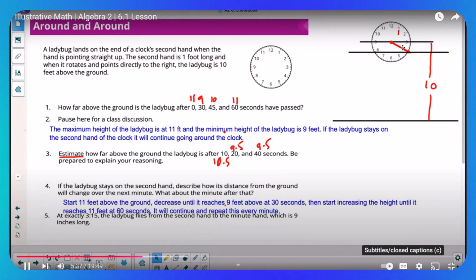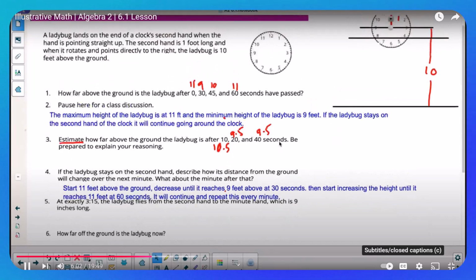Okay, and I kind of already did that, but start here at 11. It's at 10 at 15, at 30 it's down at 9, and it starts increasing, the height's higher. At 45 it's at 10, at 60 you're back up to 11, and then it just repeats over and over again because it's going to keep going around.